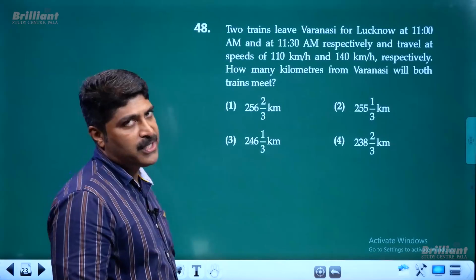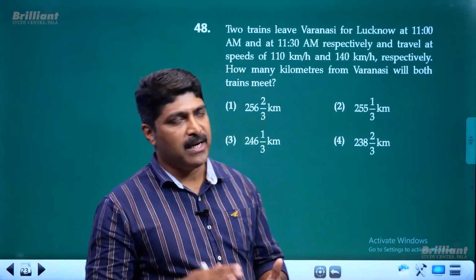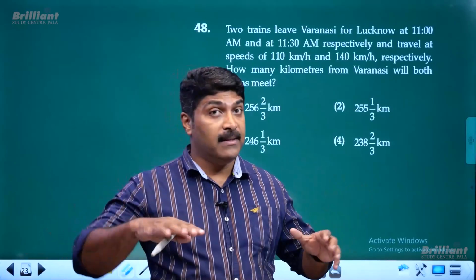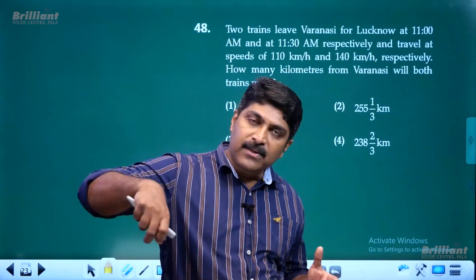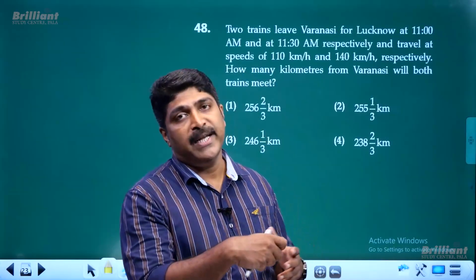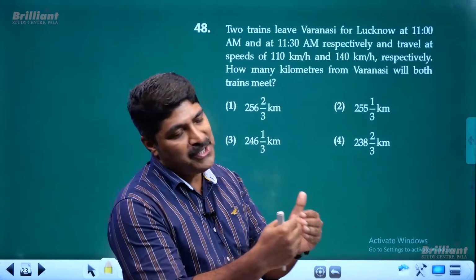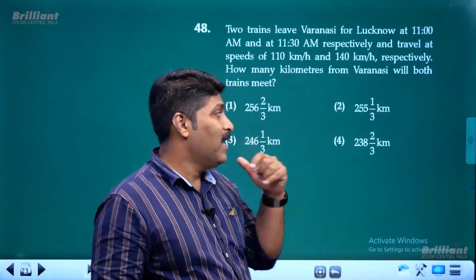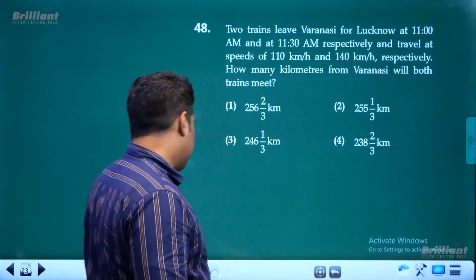What will happen? First train starts at 11 o'clock. Second train starts half an hour later, but the second train speed is greater than the first train. Definitely the second train will overtake the first train at a certain instant. So we have to find out at which distance from the starting point both the trains meet. Clear? That's a common frequently asked type of question.